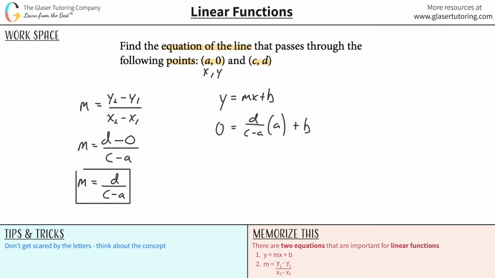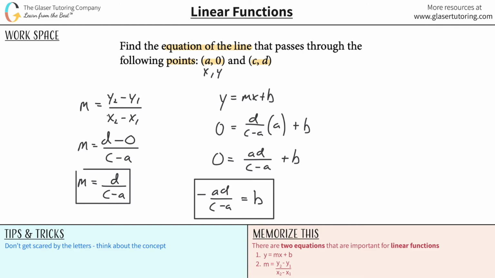So how do I solve for b? Well, I can rewrite this simply as ad all over c minus a, and that's then plus b. And now what I can do is just subtract this whole fraction over to the left-hand side. And now I would get negative ad all over c minus a is equal to b. So that's the y-intercept. Now I know that's still a little strange, right? It is, I do definitely agree.